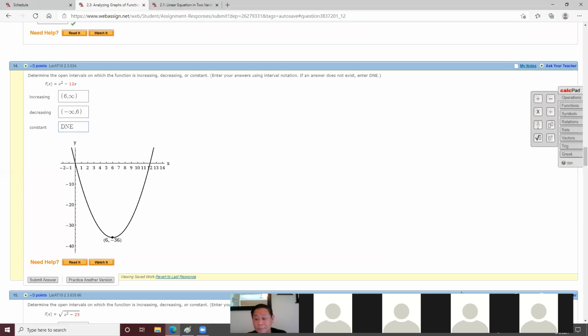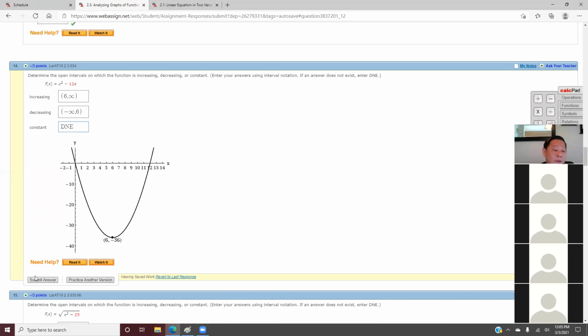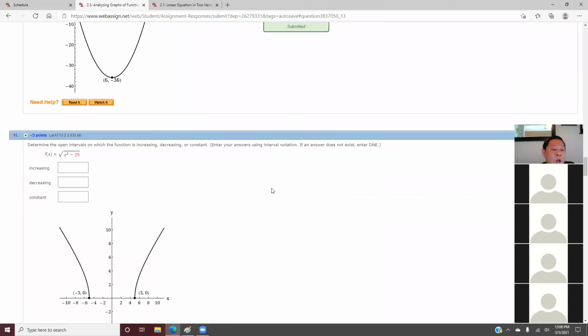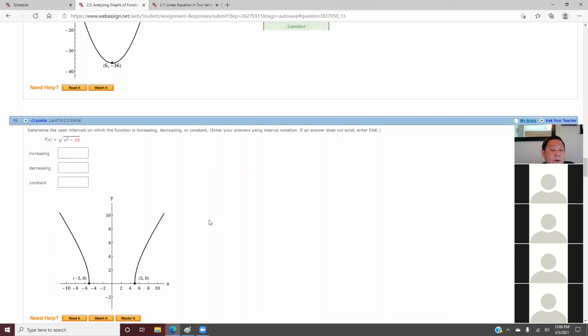Okay. So this is how we do your interval of increasing, decreasing, and constant. So make sure you look at your graph and figure out, class, is this increasing or decreasing or constant here? No, again, read the graph from left to right. It's decreasing.